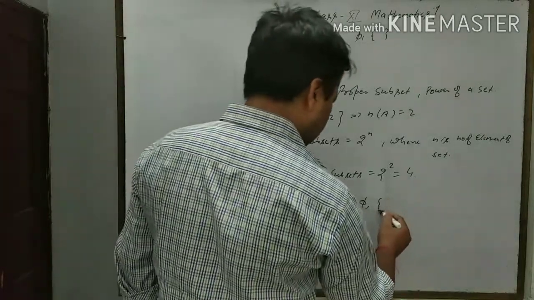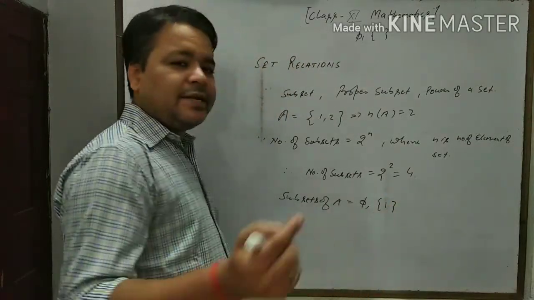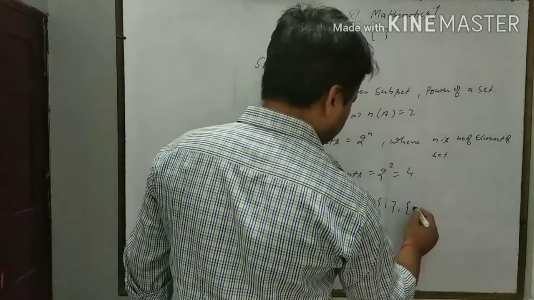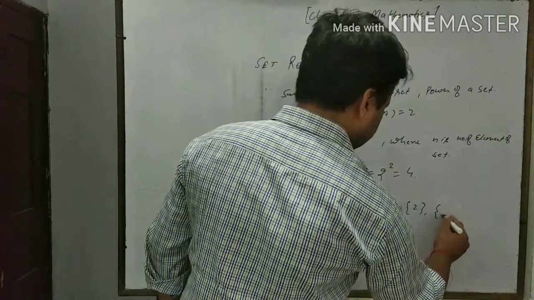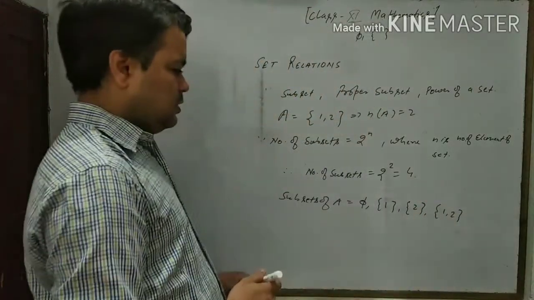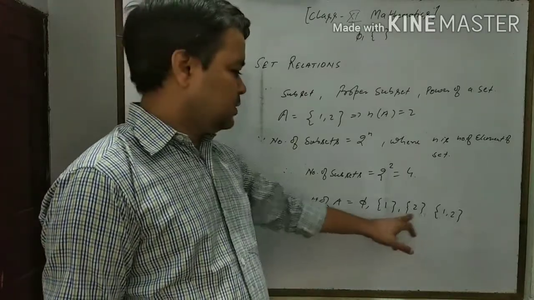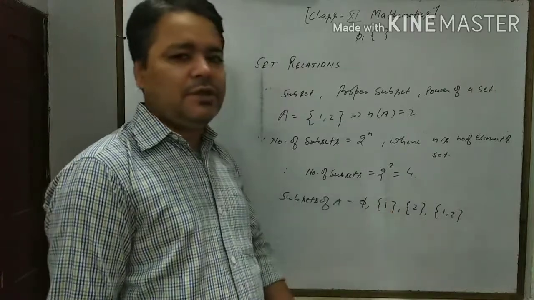The second subset will be {1}. First of all, we make subsets by taking one element. So here first we take 1, and after that 2, and then 1, 2. Okay, the total number of subsets is what? 4: phi, {1}, {2}, and {1, 2}. These are the subsets of A.